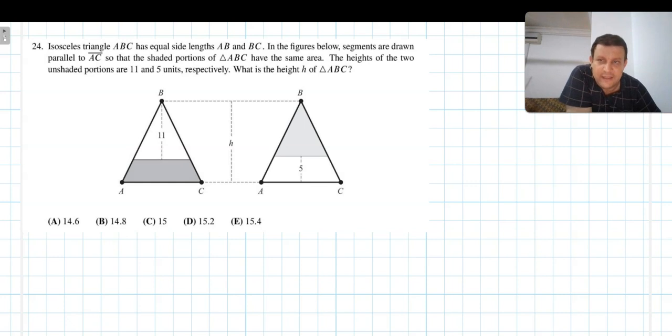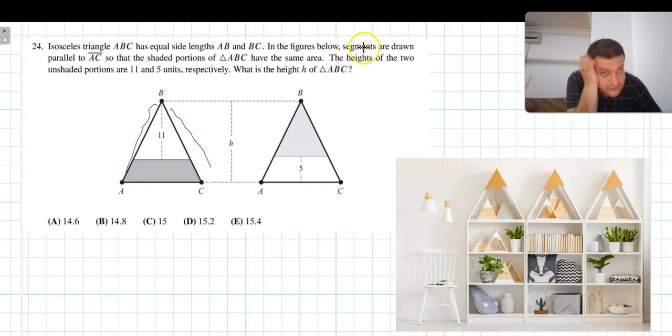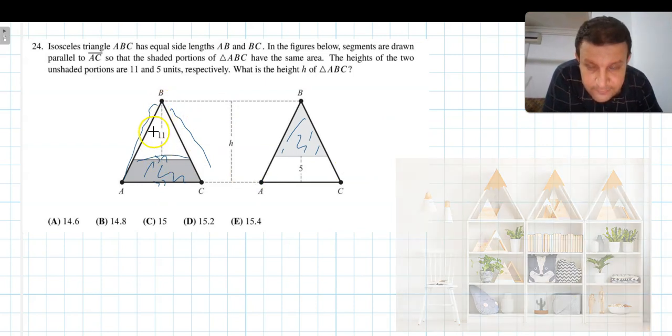Isosceles triangle ABC has equal side lengths AB and BC. So this one and this one are equal. In the figures below, segments are drawn parallel to AC, so this one is parallel to this one. These are parallel, so that the shaded portions of ABC have the same area. This means this one and this one have the same area. Since the total height is going to be h, and this is going to be 11.